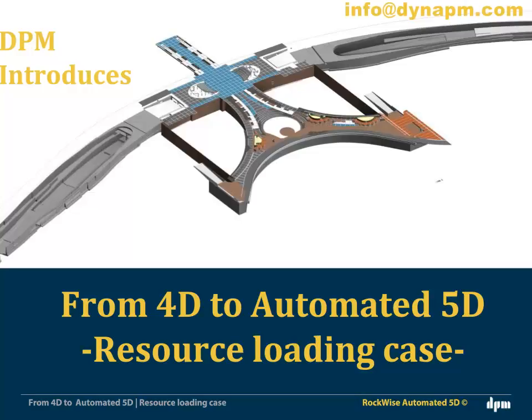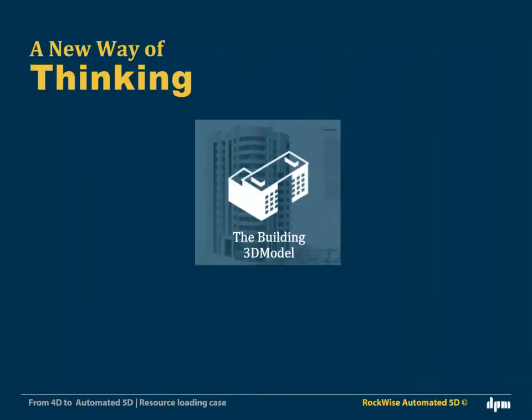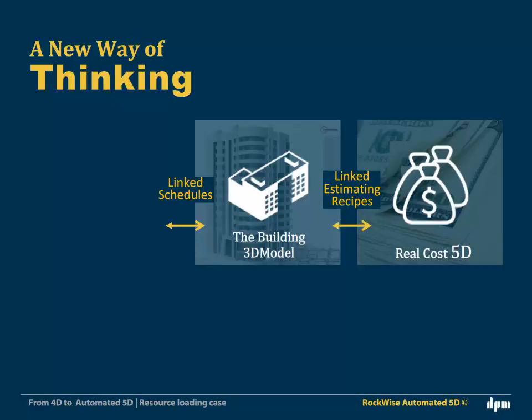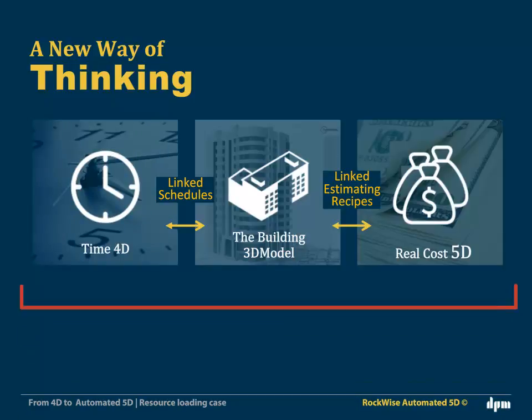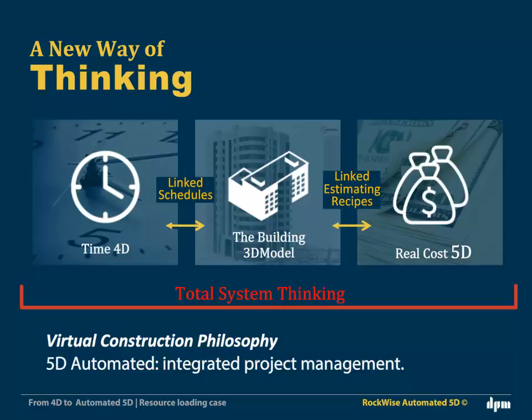Dynamic Project Management introduces, from 4D to automated 5D, a resource loading case. Automated 5D is a fully integrated platform that centralizes all the project's information, linking cost and finance to BIM design and planning, made one central management model a reality.